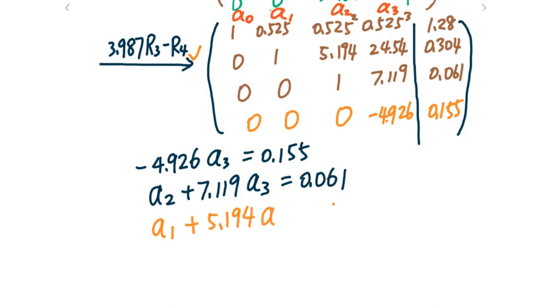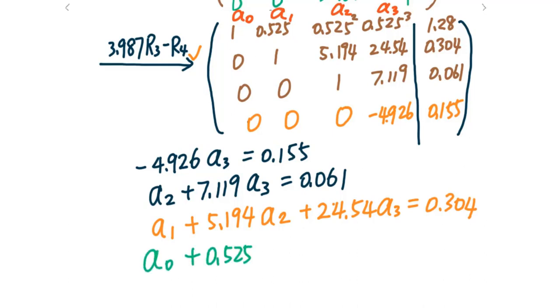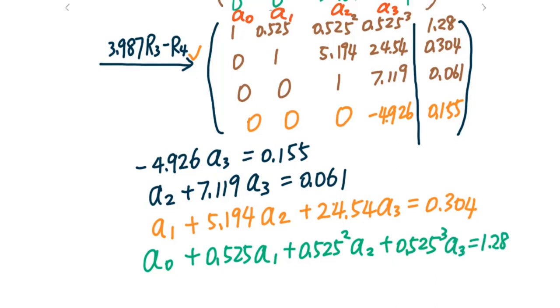For row 2, we have A1 plus 5.194 A2 plus 24.54 A3 equals 0.304. For row 1, we can write down A0 plus 0.525 A1 plus 0.525 squared A2 plus 0.525 to the third power A3 equals 1.28.